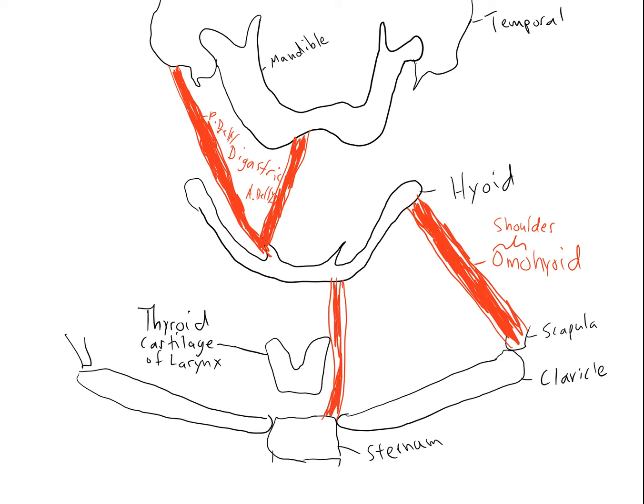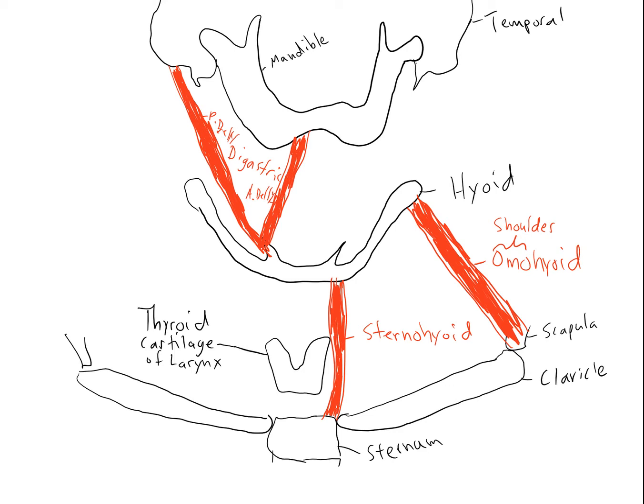And so just like the omohyoid, the name sternohyoid tells us the origin and insertion of this muscle. The sternohyoid originates from the manubrium of the sternum and inserts onto the hyoid bone, and it will work with the omohyoid in order to depress the hyoid bone.